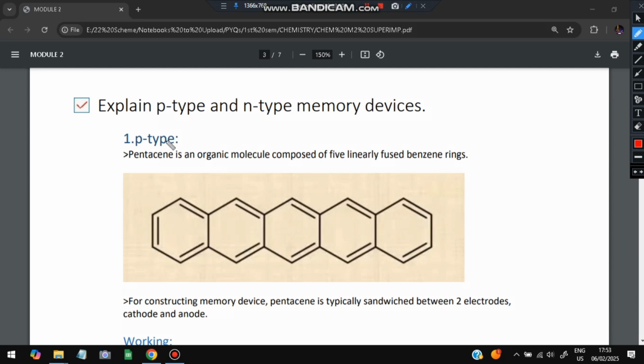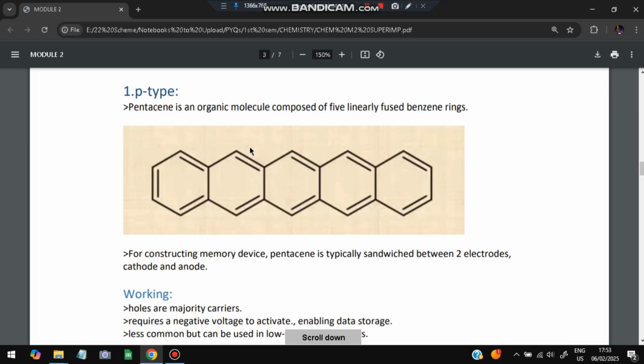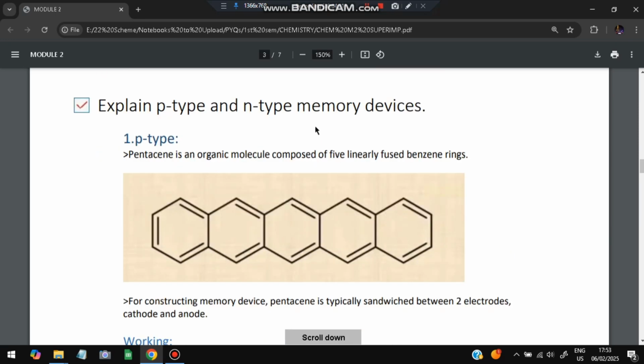So, the P-type memory device. Pentacene is an organic molecule composed of five linearly fused benzene rings. Five benzene rings form the pentacene. Pentacene is used for P-type construction. For that, the pentacene is sandwiched between two electrodes, the cathode and the anode, and then the P-type is formed. That is the P-type memory device.